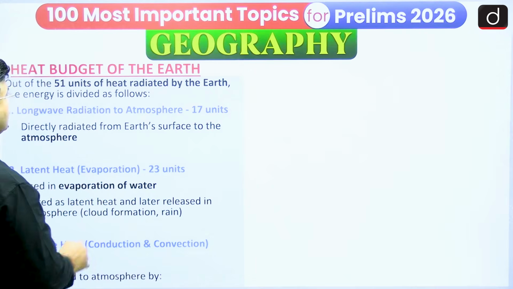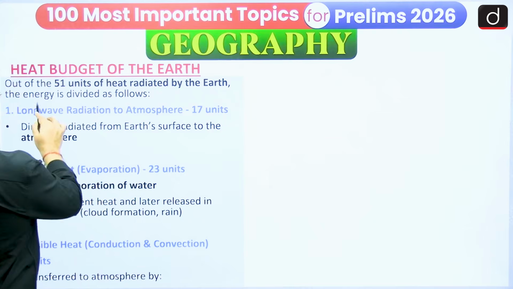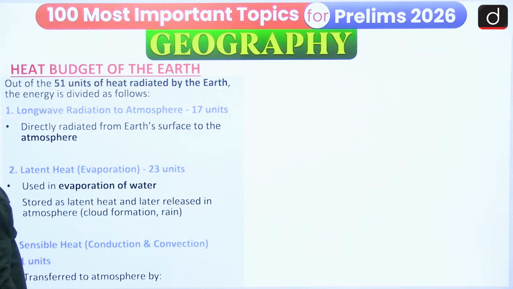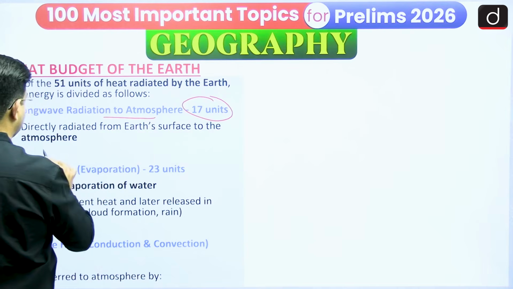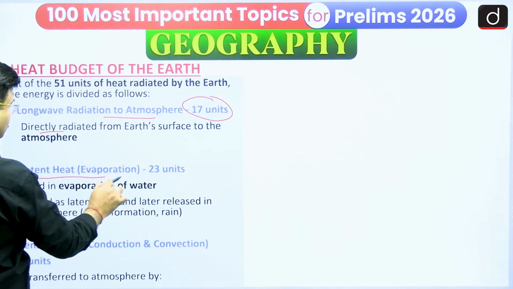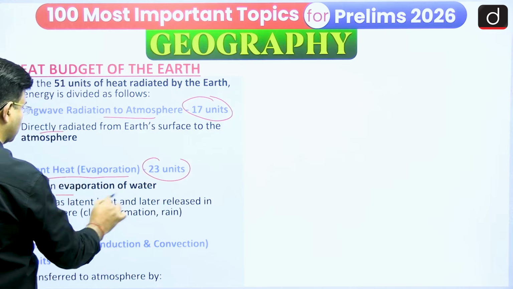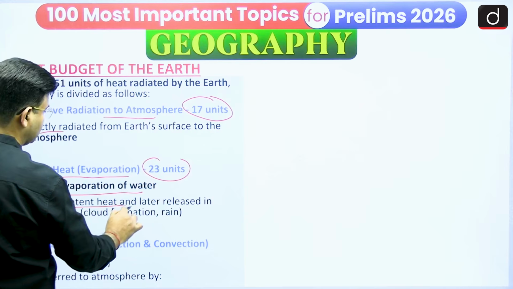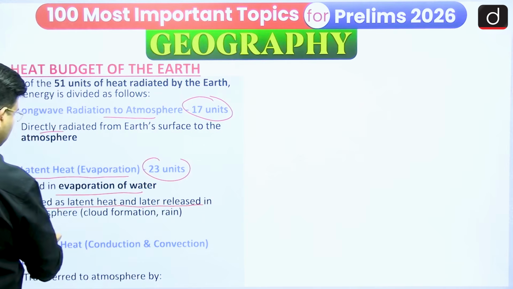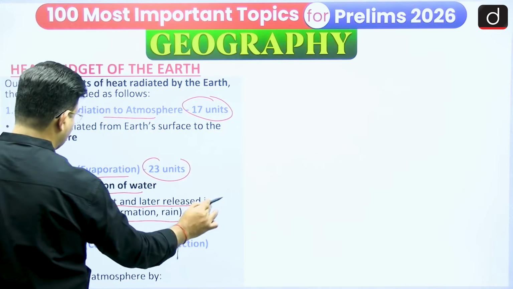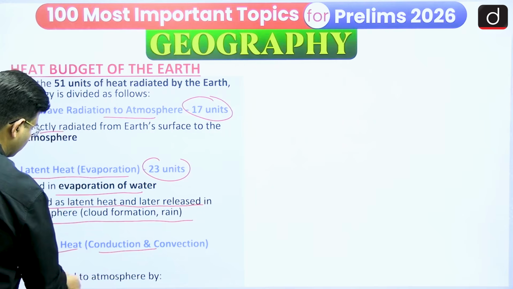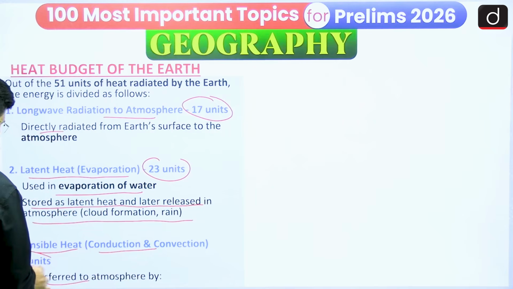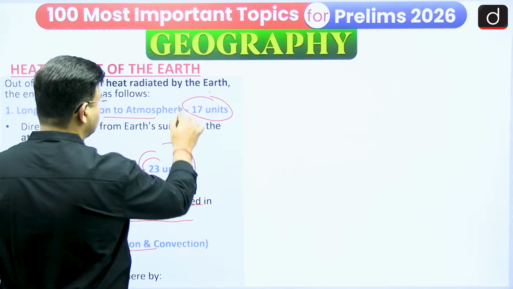Now the heat budget of the earth: we have seen that out of the 51 units radiated by the earth, long wave radiation to the atmosphere is 17 units, and latent heat of evaporation is 23 units, used in evaporation, stored as latent heat, and later released in the atmosphere for cloud formation, rain, whatever it is. And sensible heat means conduction and convection, which transfer 11 units of heat. Is it okay? These are the units there.